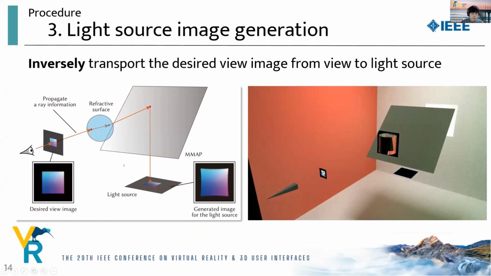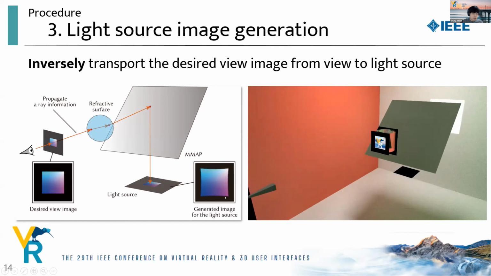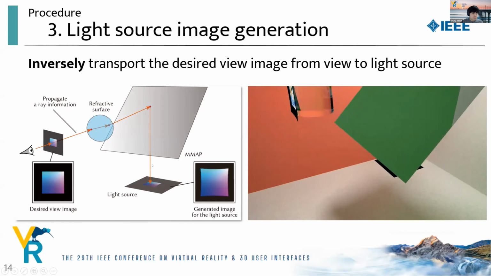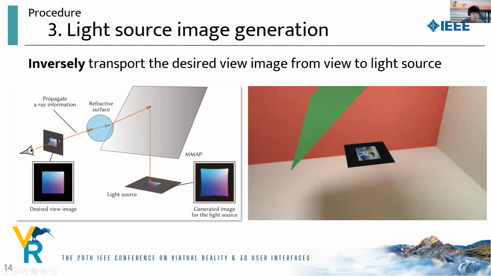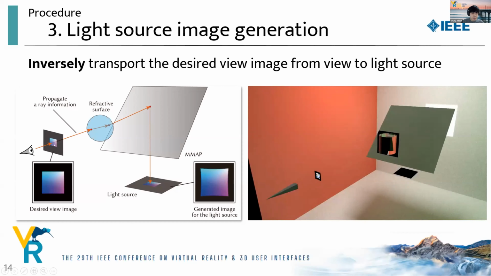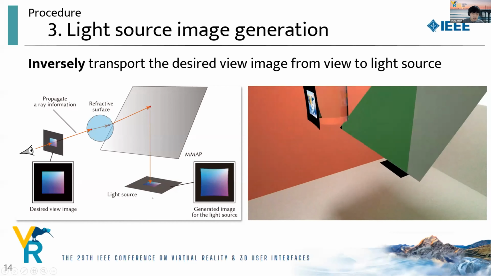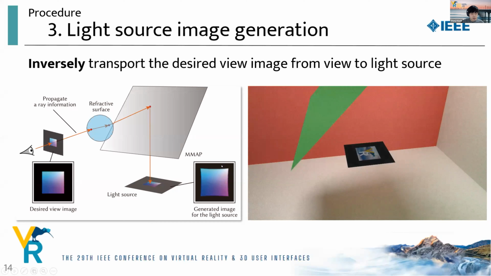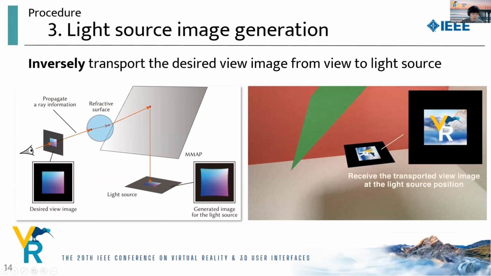At the third step, we reproduce the optical system in CG space. After that, ray tracing is performed on the optical system. At this point, the pixel values of the desired view image are assigned to the rays. This enables us to inversely trace the light path that delivers the desired view image to the viewpoint. And the pixel values propagated by the rays are received at the light source position and exported as an image. Finally, we can obtain the light source image that cancels out the distortion.